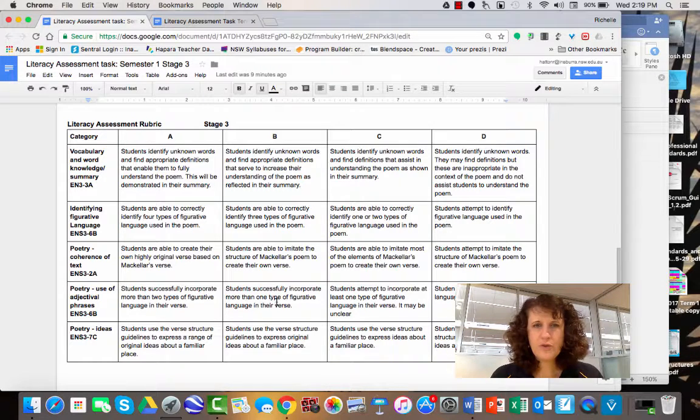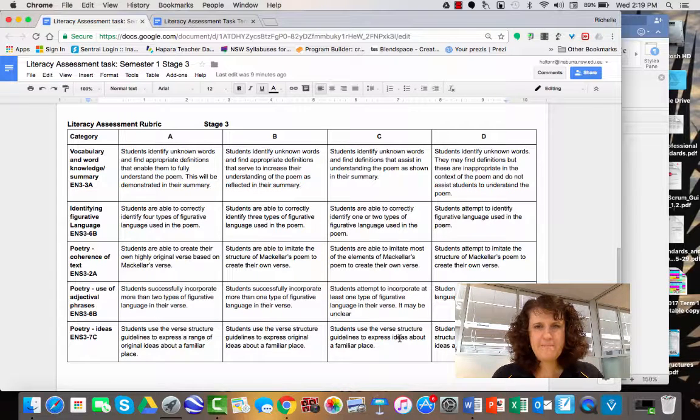We want you to include figurative language when you're writing your poem, like Dorothea Mackellar does. So if you attempt it, that's going to get you a C. That's what we're hoping. It's quite hard. Not all of her verses use alliteration or use similes and that kind of thing, but we want you to have a go at putting it in. And if you do it successfully, that will be a B. And if you're using more than 2, that's what you need to do to get an A.